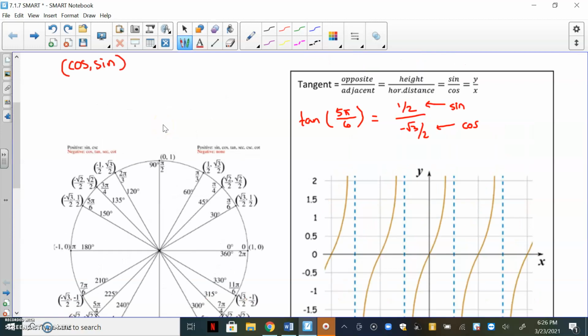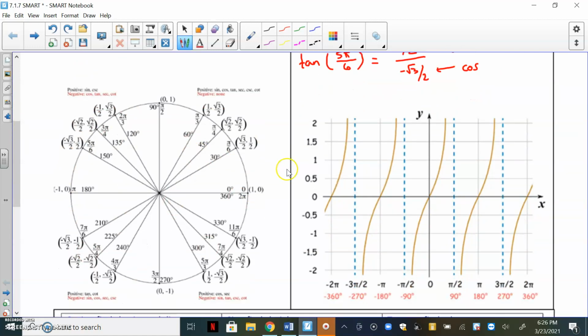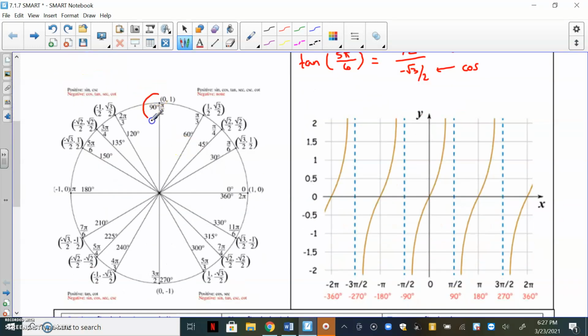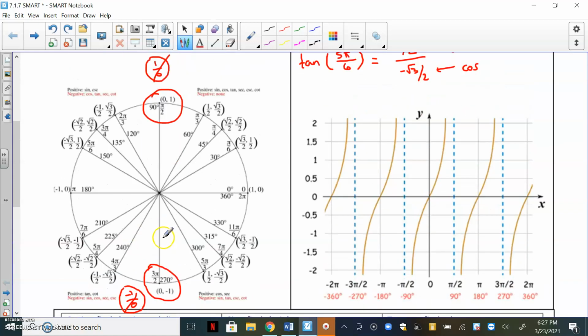If tangent is sine over cosine, where on this unit circle is cosine equal to 0? That's where there is a problem, so I'm looking for wherever the left side is a 0. Hopefully you realize that this one and this one are both candidates. If I tried to find the tangent of 90, I would end up doing 1 over 0, and that's not even possible. Same thing here, if I tried to do it for 270, it would be negative 1 over 0, which is also not possible, again because we can't divide by 0.